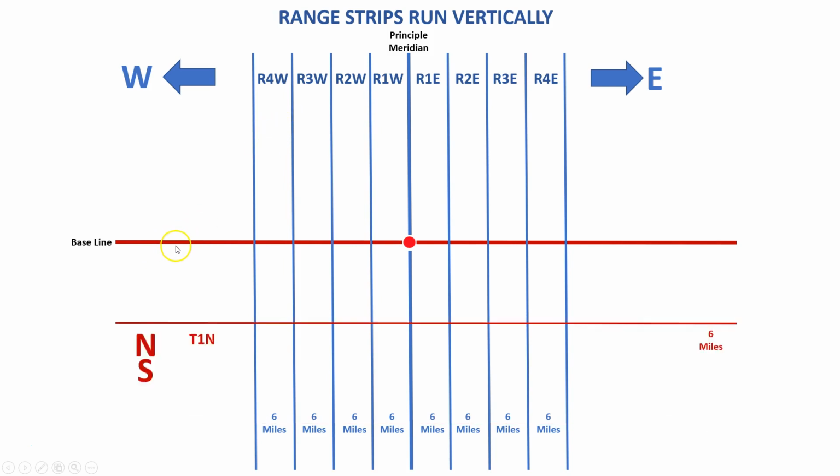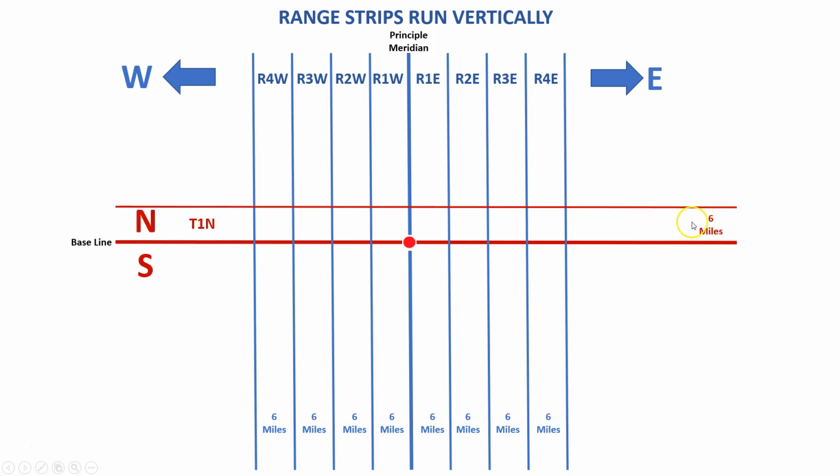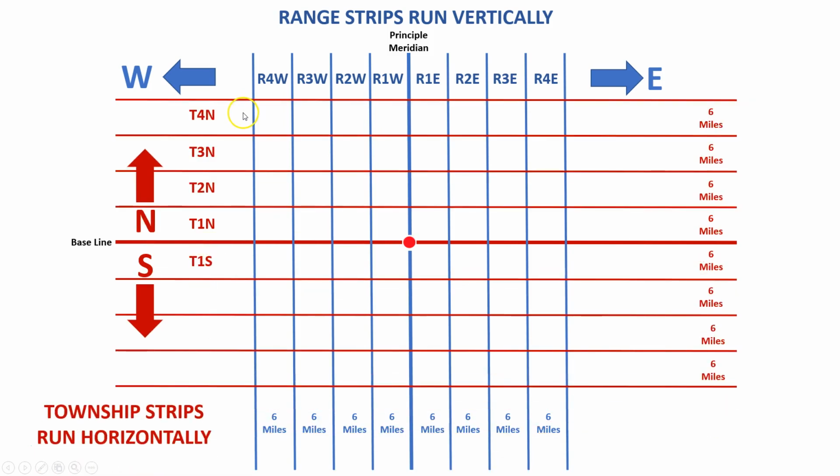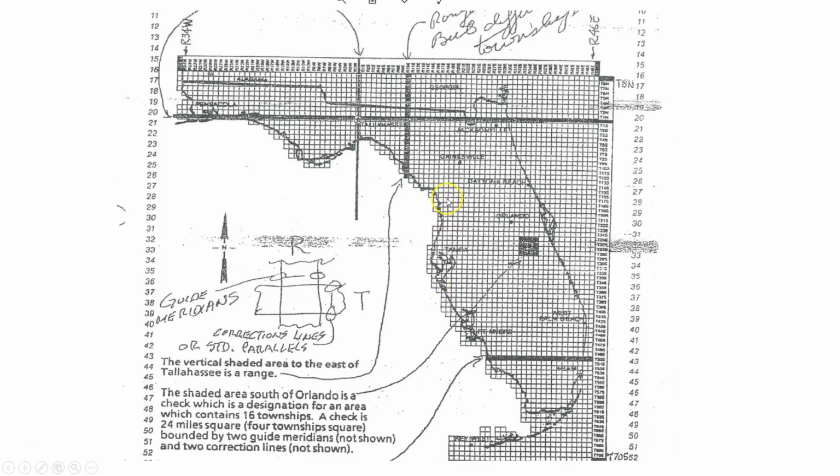We do the same for the baseline. These are called township lines, and they're township strips. They're 6 miles wide strips of land. These are townships 1, 2, 3, 4, 5, 6, and so forth. This way we have divided the whole of Florida into 6 mile squares. These are called townships. Here's an example of a map, and this is Tallahassee, and we're down here somewhere, and literally each one of these little strips is 6 miles.